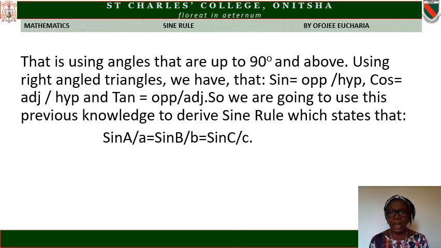Using right angle triangles, we have that sine is opposite over hypotenuse, cos is adjacent over hypotenuse, tan is opposite over adjacent. We are going to use this previous knowledge, for we don't have any other knowledge of how to solve triangles except right angle triangles, and that is why we bring in this previous knowledge to derive the sine rule, which says that sine A over small a is equal to sine B over small b is equal to sine C over small c.